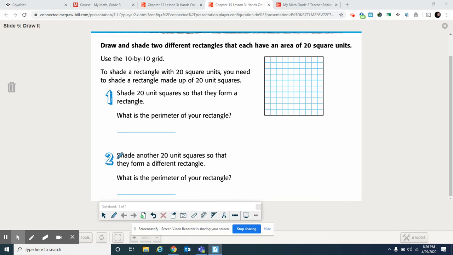Second example: shade another 20 unit squares so that they form a different rectangle. Same question: what is the perimeter of your rectangle? Now we will be shading 20 square units into a different kind of rectangle. All right. Okay. So please move on and try to do it. All right, so let's go ahead and check your work.